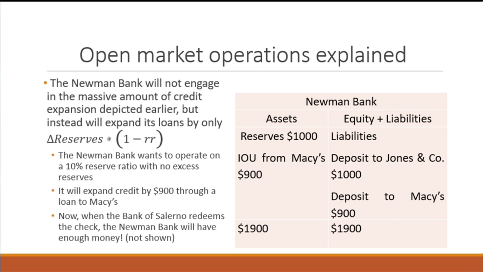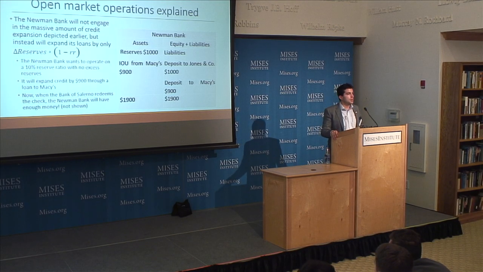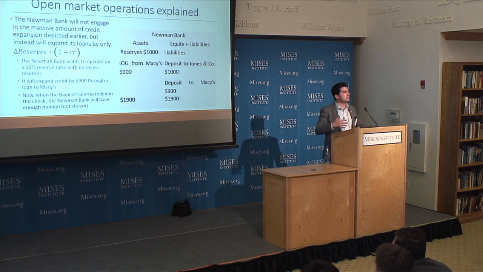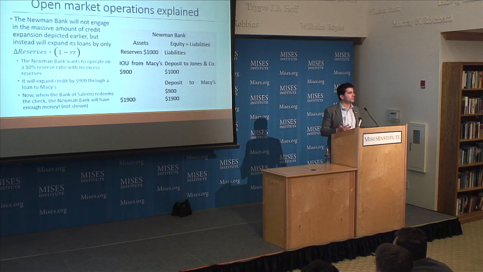Okay. So initially what you see is that the Newman Bank is going to grant this loan. It's going to add an IOU worth $900 on the asset side. And then it's going to create a deposit for Macy's. That's a liability. And then what's going to happen is when the Salerno Bank redeems the money, I guess you can't see it, the reserves are going to be reduced by $900, and the deposit to Macy's will be reduced, right? So the bank is still in business. Its assets have declined, but it now has an interest-earning asset, okay? And now the process will continue as the Bank of Salerno makes a loan based off of its new reserves, okay?